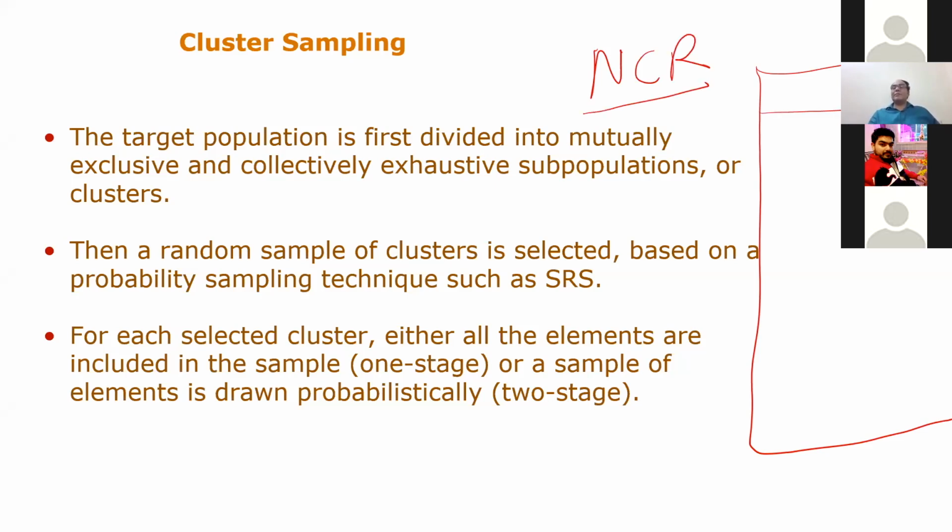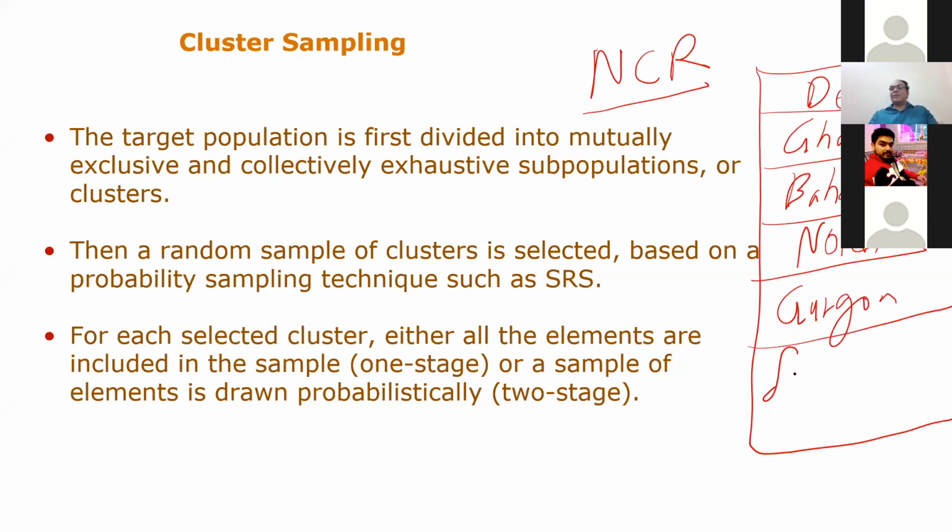It has some regions: Delhi is part of NCR, then Ghaziabad, Bahadurgarh, Noida, Gurgaon, and Faridabad are parts of NCR, right? Maybe I forgot one or two cities, but these are the popular areas of NCR. So now you have divided the region into different clusters.